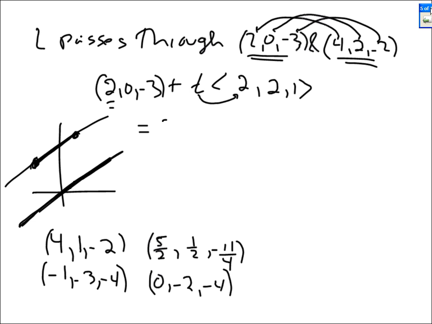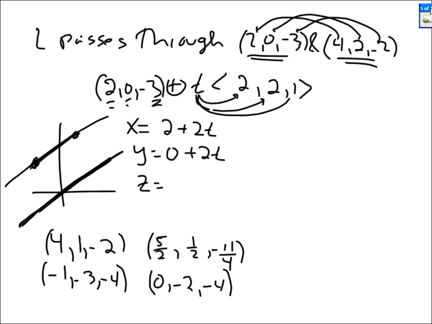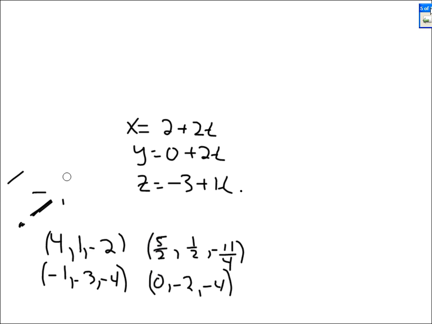2 plus 2t. That's the x value. And the y value is 0 plus 2t as well. And the z value is negative 3 plus 1t. So there is your parametric equation for the line that crossed those 2 points that I gave you. Now my question is, on the bottom I have some points. Which one of them is on the line? I would think that I would use the y value equation because it's just 2t.